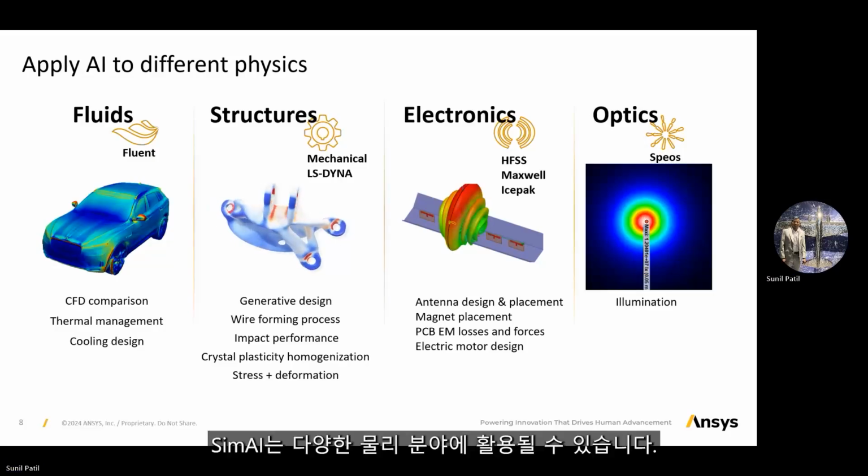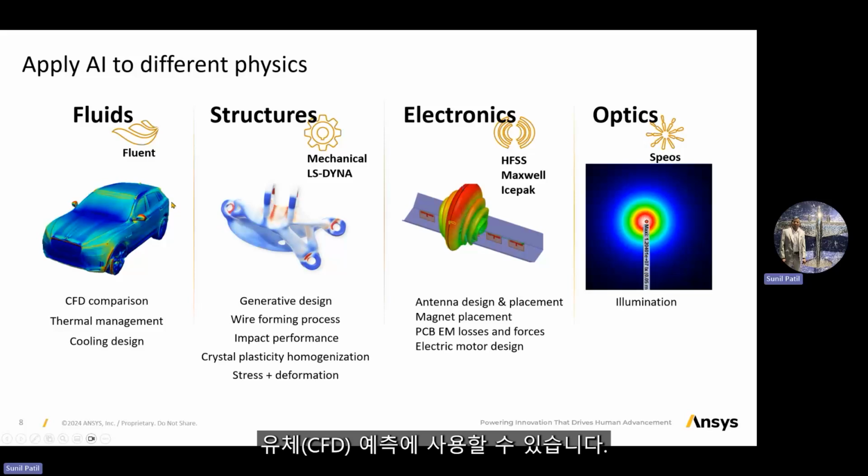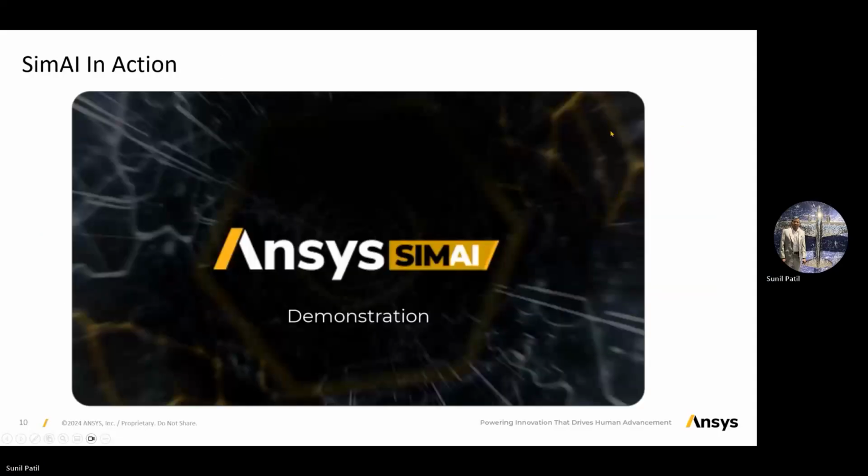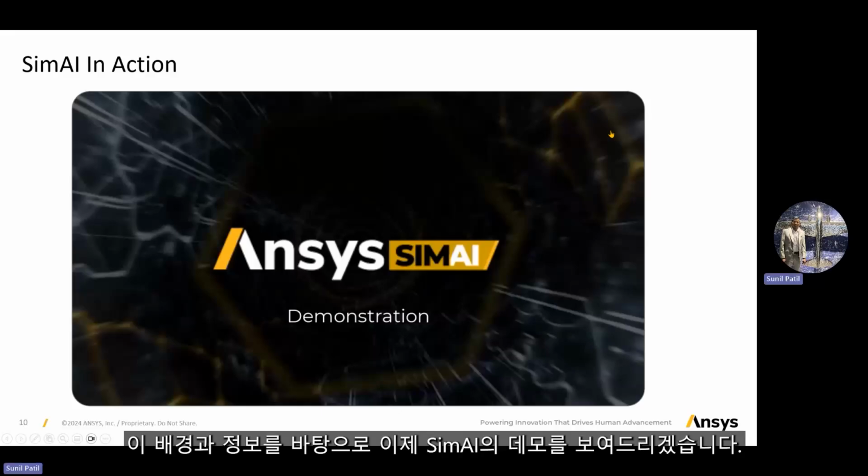The Ansys AI offerings, and specifically SimAI, can be used for different physics. It can be used for fluids or CFD predictions. It can be used for structures, mechanical analysis, electronics or electromagnetic analysis, optics analysis, and so on. So with that background and information, let me show the demonstration of SimAI.